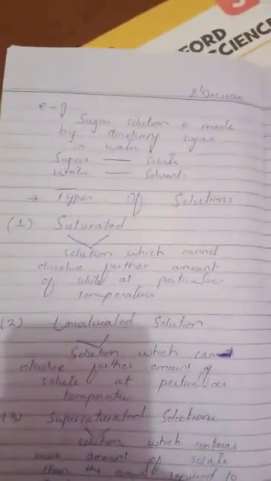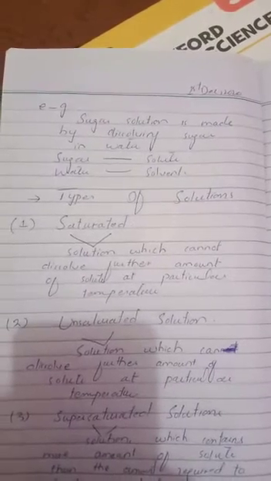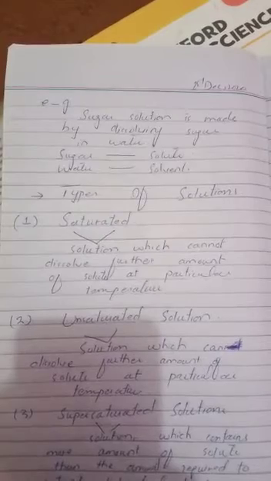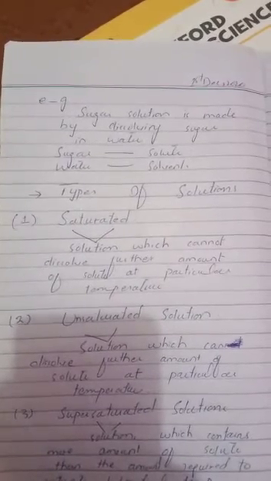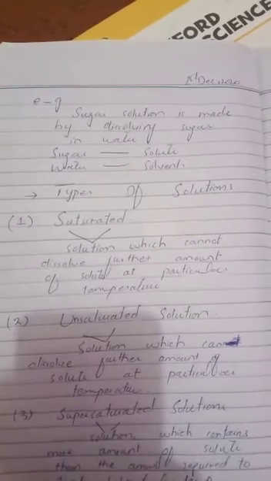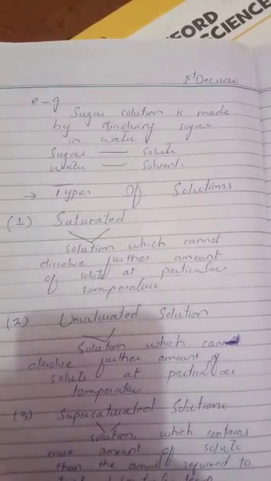For example, a sugar solution is made by dissolving sugar in water, right? Sugar is the solute and water is the solvent because sugar is dissolved in a small amount and water is used in a large amount.